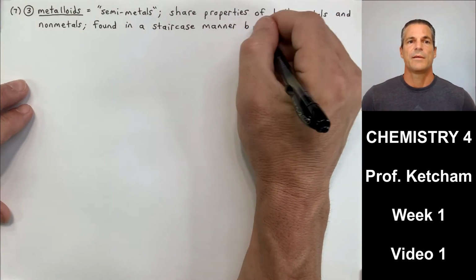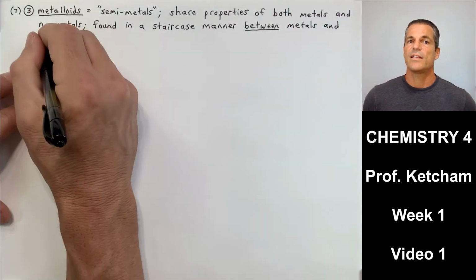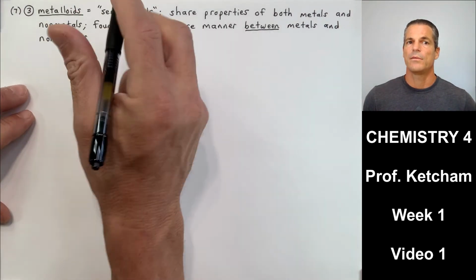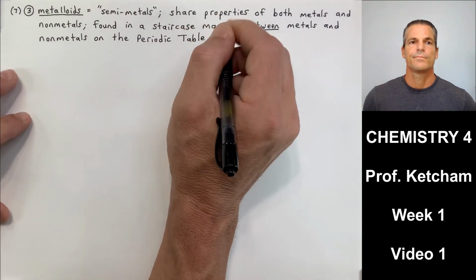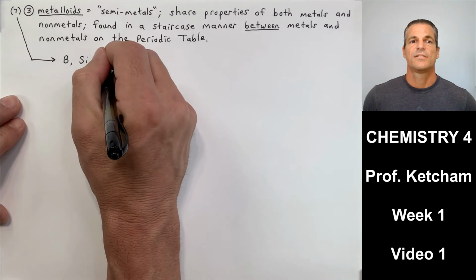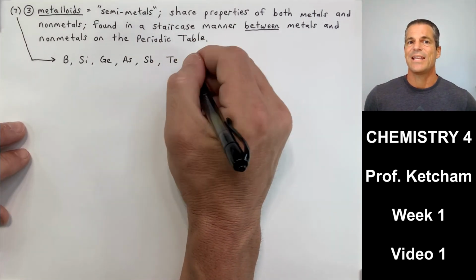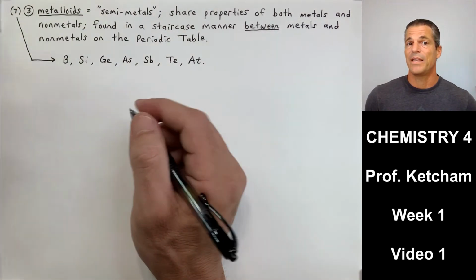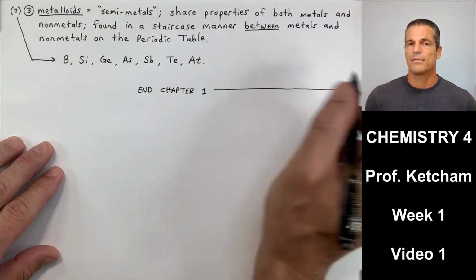As I've mentioned several times, but now we have it written down in our notes, it says, found in a staircase manner between metals and nonmetals on the periodic table. The metalloids are boron, silicon, germanium, arsenic, antimony, which is Sb, Te is tellurium, and At is astatine.